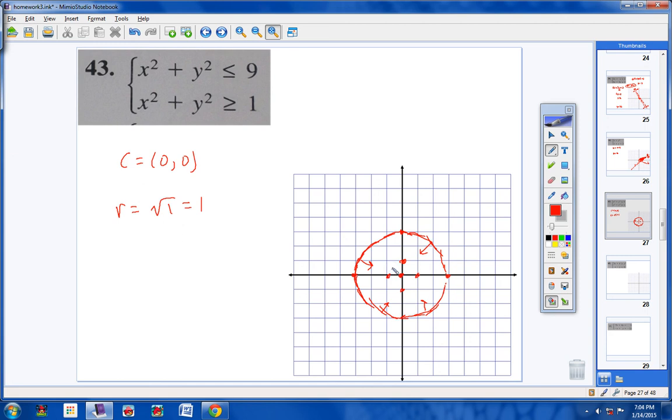So my circle would be a solid circle looking something similar to this here. Now I've got to test (0, 0) to see whether I'm shading outside that circle or on the inside. So I'm going to put a 0 for the x squared, a 0 for the y squared is greater than 1. Well, 0 squared plus 0 squared is 0. 0 is greater than 1? That's false. 0 is not greater than 1. Thus, this point right here with the big X on it does not work. So I'm not going to shade where that point is. I'm going to shade where the point is not.